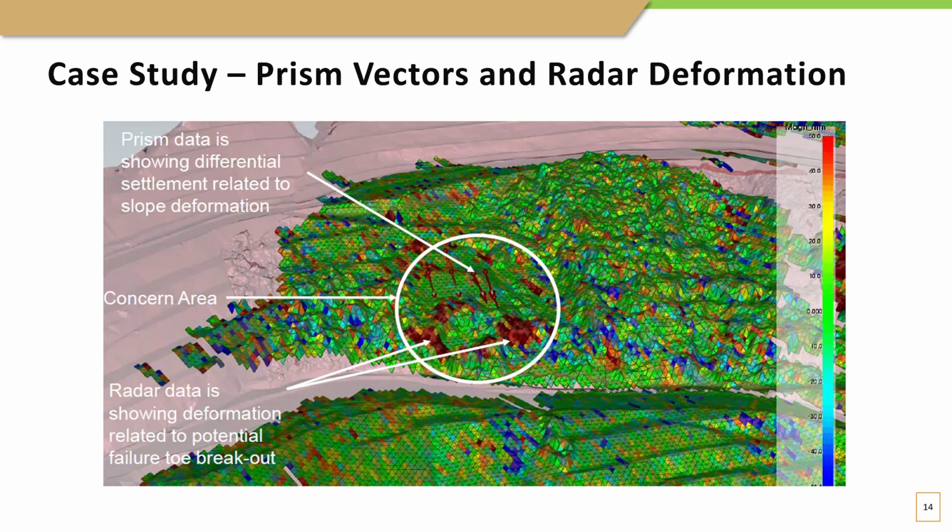This figure combines prism vectors and radar deformation data in a software called Gem4D. In the center of the screen you can see prism data showing differential settlement related to slope deformation. At the base of the slope, or the toe, the radar data is showing high deformation, which is related to the failure breakout at the base.